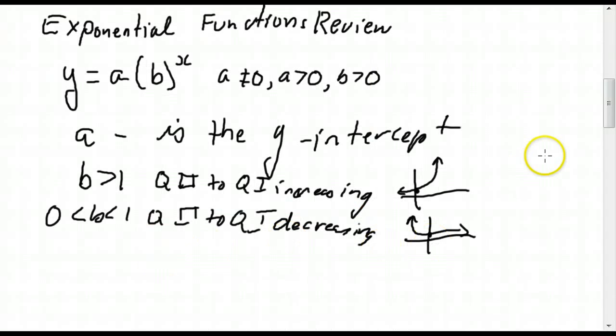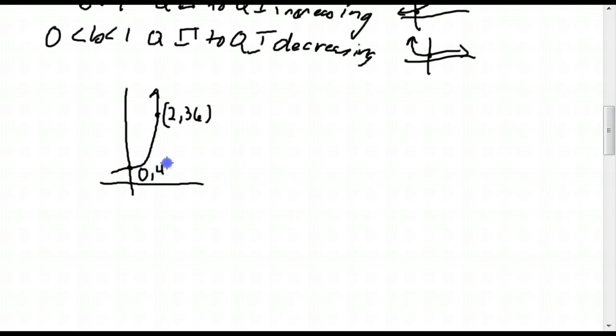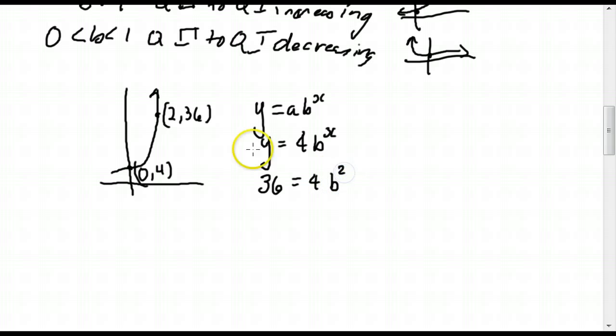So let's go back to here. We have the points (2, 36) and (0, 4). We know the equation is exponential, so it's of this form. We know that a is 4. And in this case, we know that when y is 36, x is 2. This is the point: x is 2, y is 36.